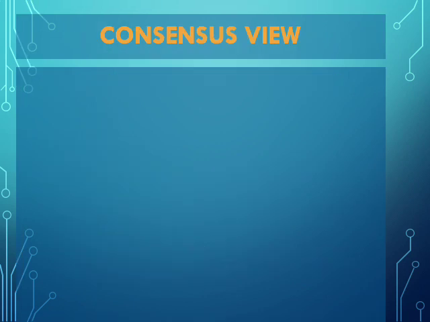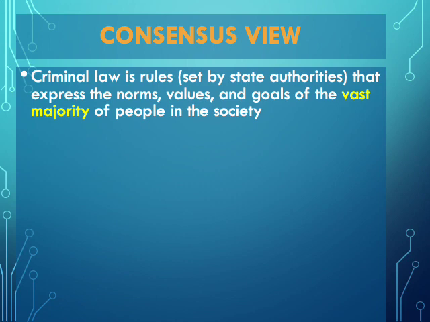The first viewpoint is known as the consensus view. And I think that when most of us think about how behavior becomes criminalized, we come from a place of, oh, well, it's the consensus. It's what the majority of people in a society view as being criminal. And that's what consensus is. Consensus means that the majority rules, right? That there's a consensus of wide agreement that something is harmful to society.